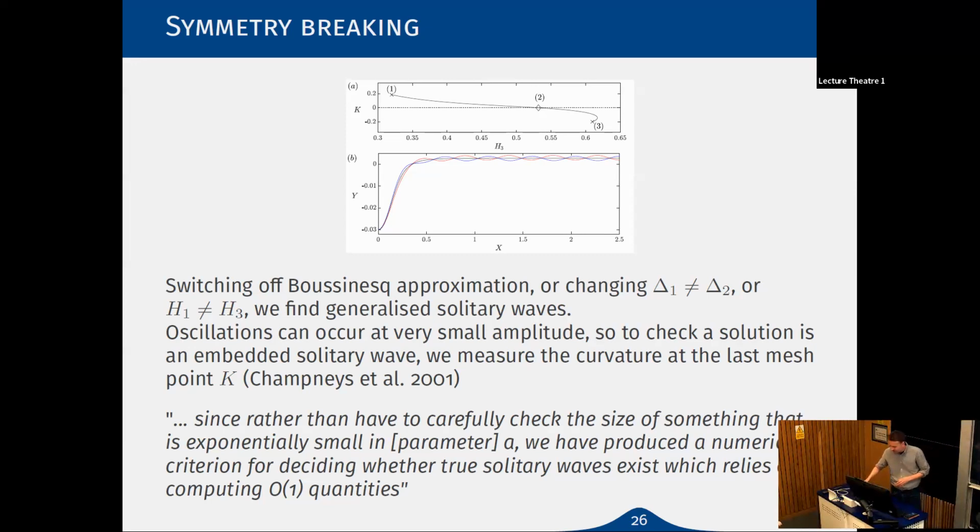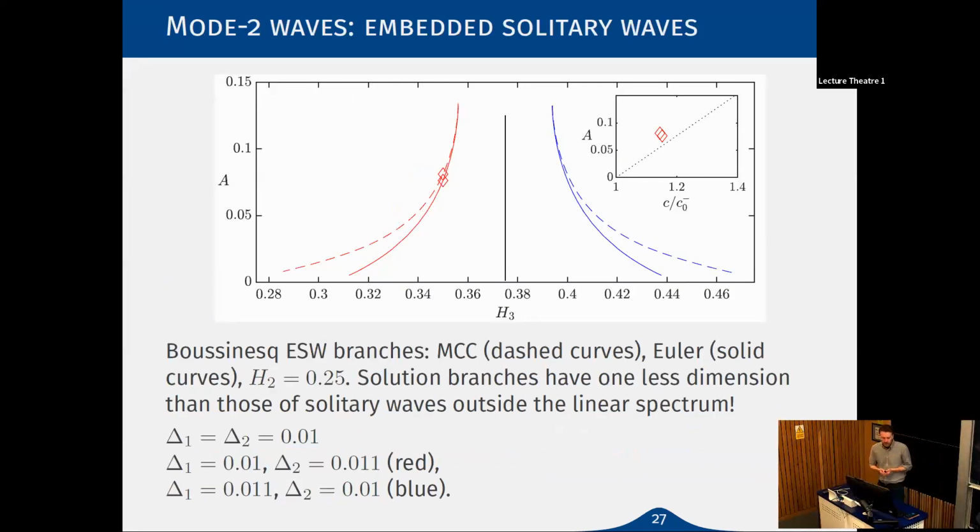And in between, you had to go somewhere where it was flat. So this is based off their argument for identifying so-called embedded solitary waves. This is an example with the Boussinesq assumption. We have H1 equals H3 at this point, this line here. This is the symmetric solutions. You see they have, for every value of H1, the same value of H3.